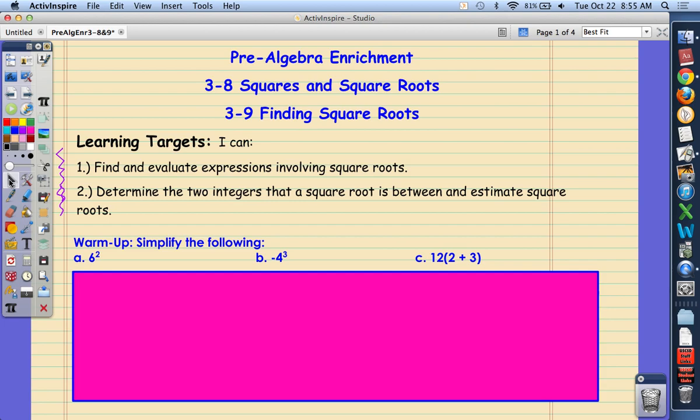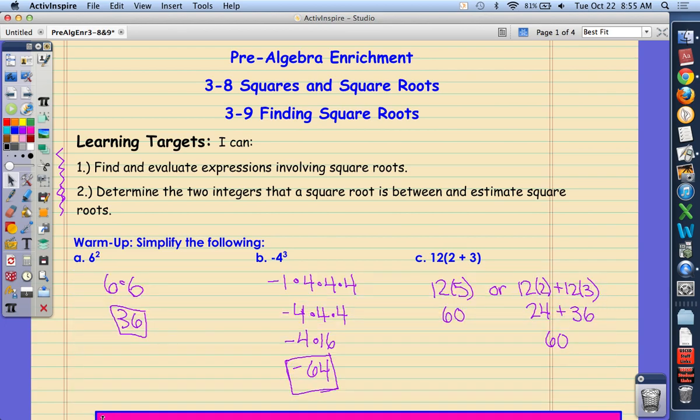Pause the video to do this, and then press play whenever you're ready to go over the warm-up. Okay, so you have your target and your warm-up completed. I gave you 3 warm-up problems. Take a look at your work, and if you have any corrections to make, go ahead and do that at this time. You should know that squared means you're taking that base and multiplying it by itself 2 times, or however many times the exponent says. So you get 36 for A. For B, you may have made a mistake on this one, so pay attention and make sure that you did get negative 64. If you didn't get negative 64, it might be the negative that was throwing you off. If there's no parentheses, the exponent only goes to the base that was directly in front of it.